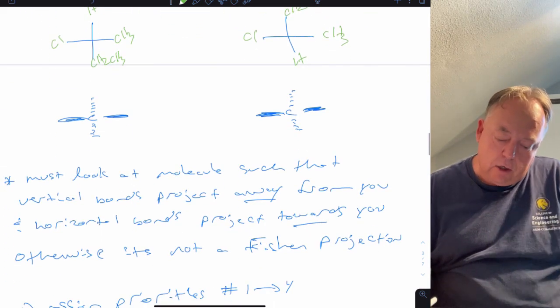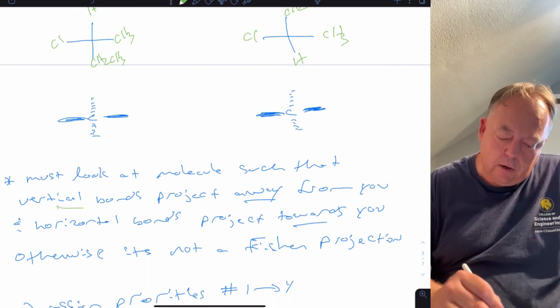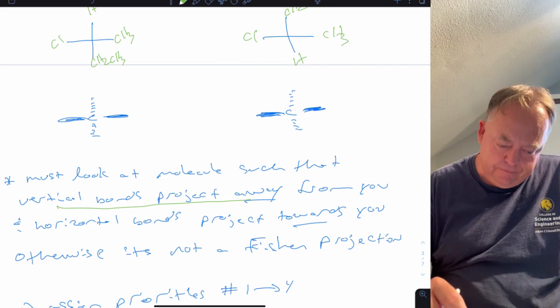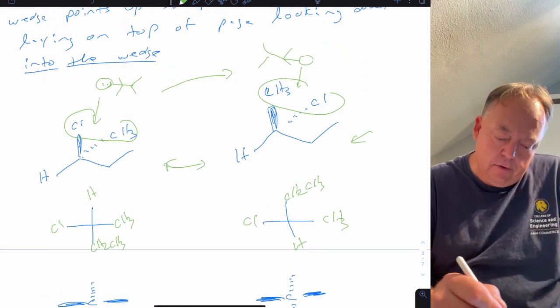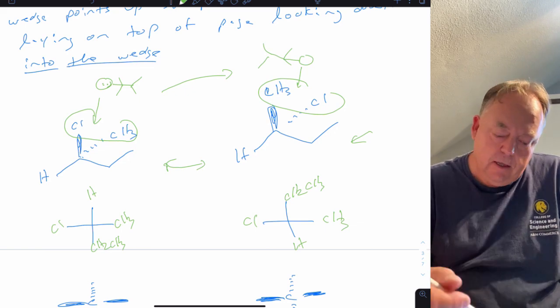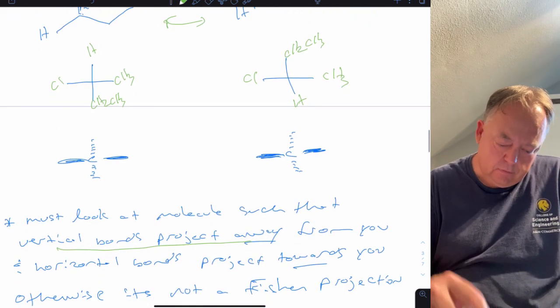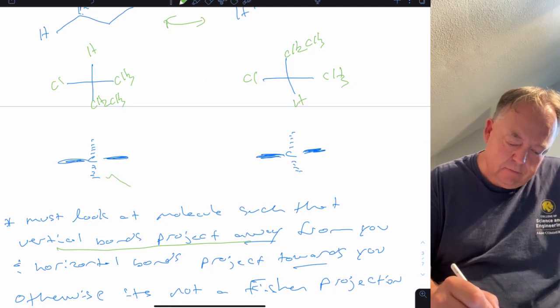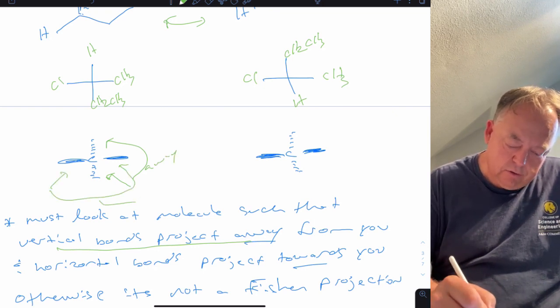Okay, so whenever you're drawing a Fischer projection, you must look at the molecule in such a way that vertical bonds project away from you. So if I'm looking down at the molecule, the wedge is coming towards me, and the H and ethyl group are projecting away from me. So that's what this means. Those are projecting away from you, and these are projecting towards.